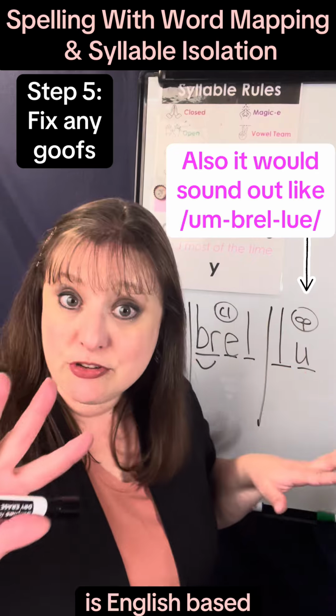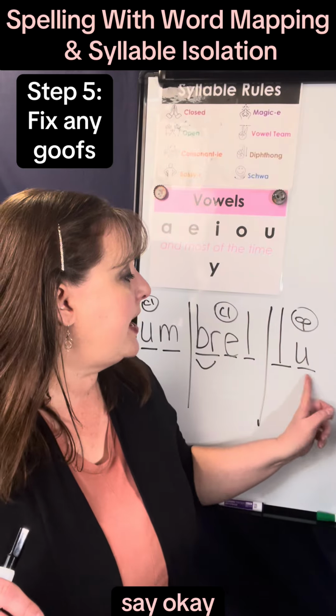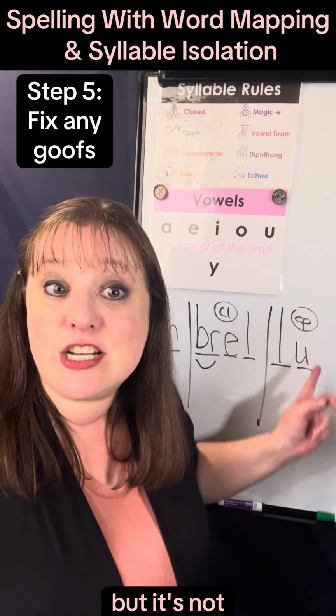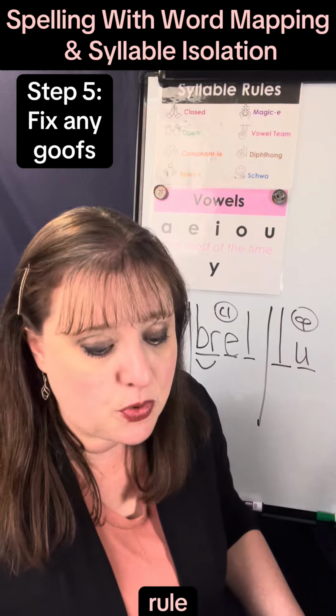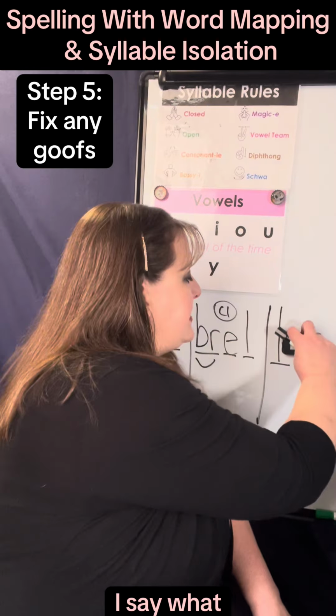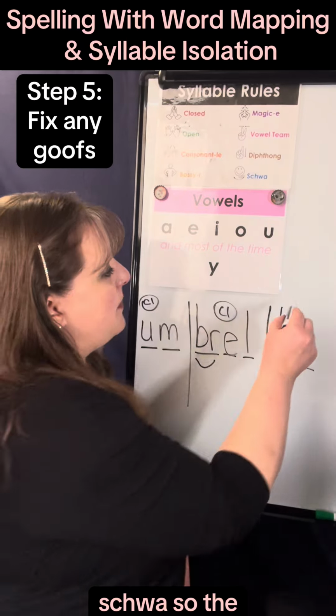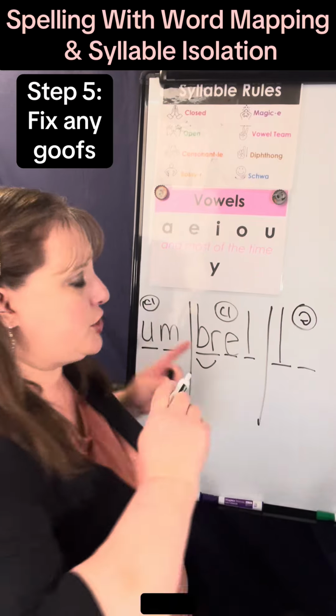So remember, this is English-based words. So I would say, okay, how can we get an uh at the end of this word, but it's not going to be a U because we don't want to break that rule. And they're like, okay. I say, what else says uh? They're like, oh, that could be schwa. So the upside down E, schwa.